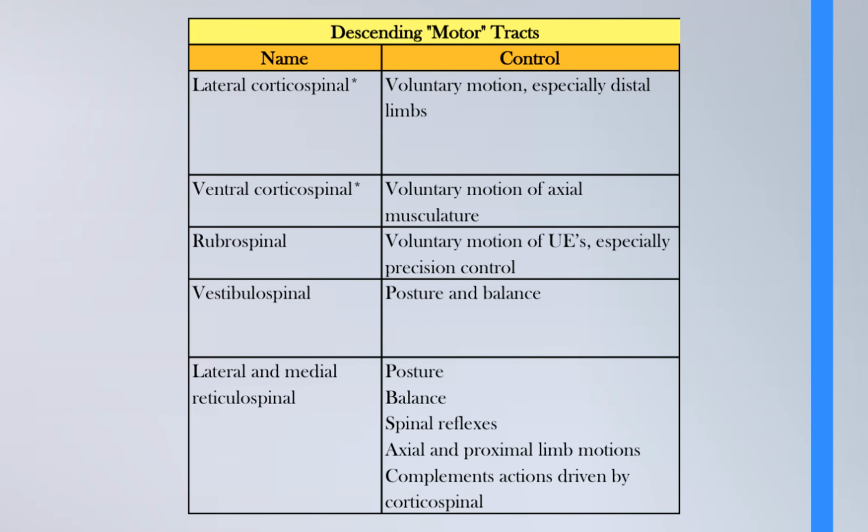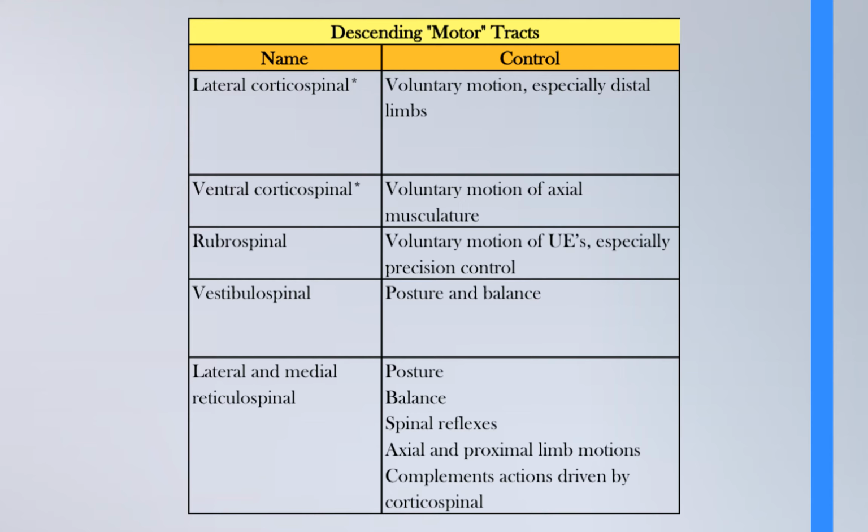So as we continue through, we can sum up our tracks in a much more simplistic manner by just looking at the specific areas that they control. So our corticospinal tract is actually not only one tract. It's broken up into a lateral and a ventral corticospinal tract. The lateral controls voluntary movement, especially in your distal limbs, while ventral controls voluntary movement in your axial musculature.